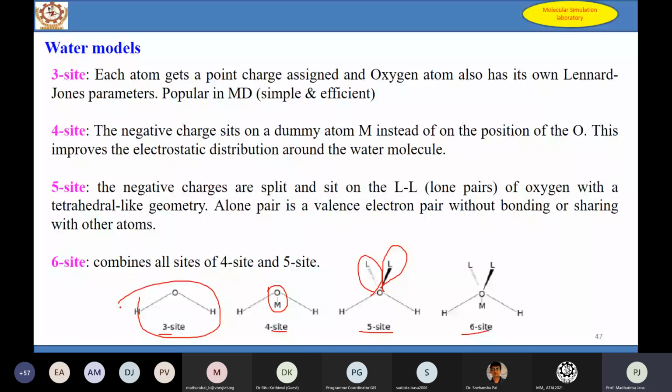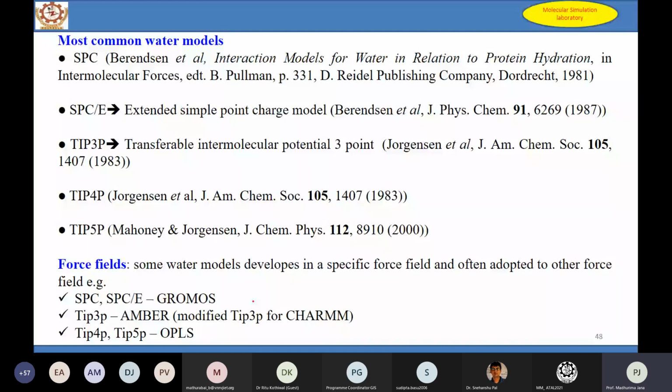Now, what are the most common water models available for protein simulation? One can take the SPC water model, which was developed by Berendsen et al. Then we can take SPC/E, the extended simple point charge model, also developed by Berendsen. We can take another three-site model, TIP3P, the transferable intermolecular potential 3-point, by Jorgensen et al. Then the 4-point model is TIP4P, and another is TIP5P. These models are also available.